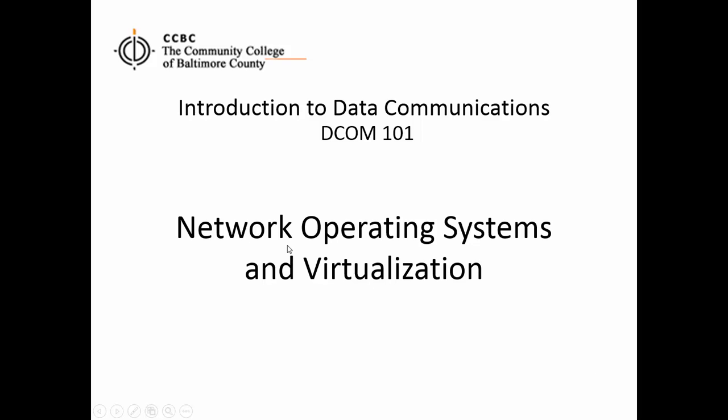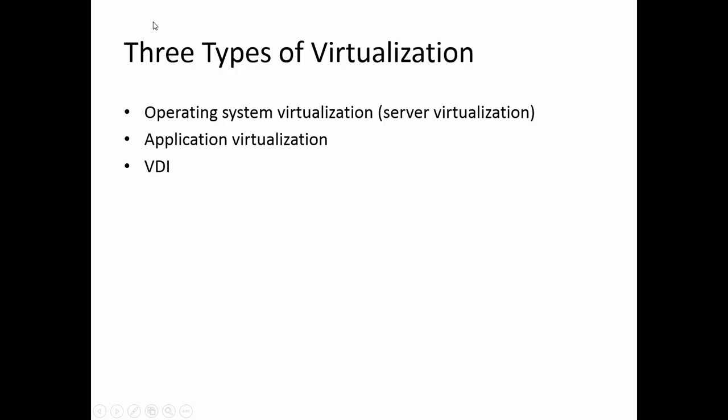In this section, we will discuss network operating systems and virtualization. There are three types of virtualization that we will be discussing: operating system virtualization, which is also called server virtualization, application virtualization, and VDI, which stands for virtual desktop infrastructure. Let's start out with operating system virtualization.